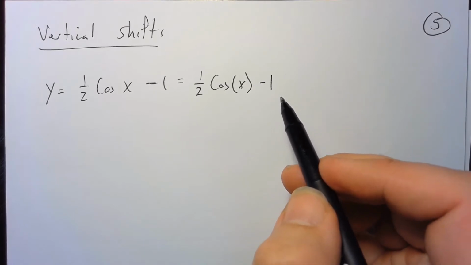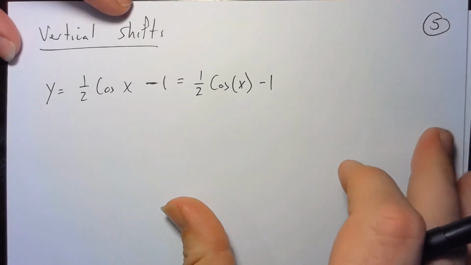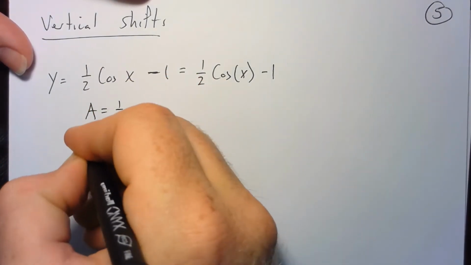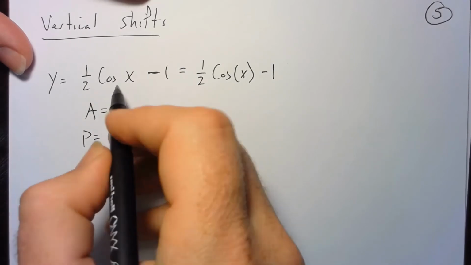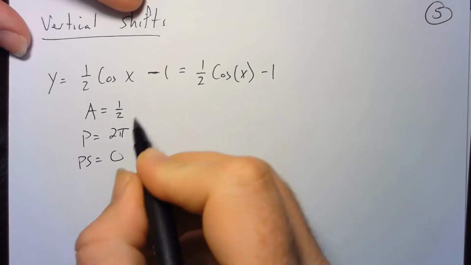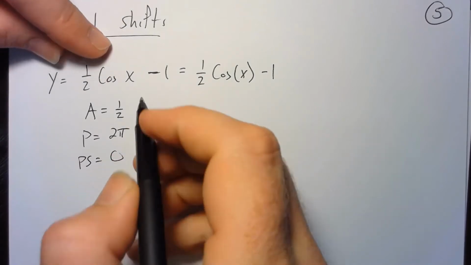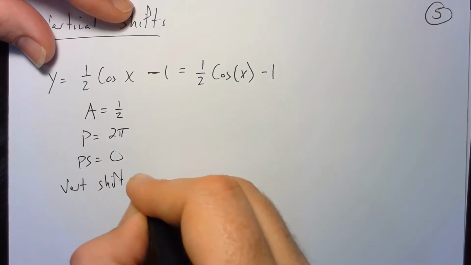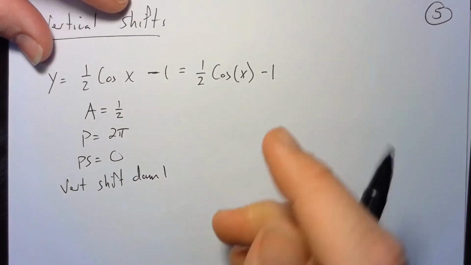So how do we do a vertical shift on a sine or a cosine function? Well, it's no different than any other function. We're going to go ahead and stick to the amplitude being 1/2, my period in this case being 2 pi because there's nothing multiplied by x. My phase shift isn't anything, specifically because there's no addition or subtraction on the inside, and all I need to make note of is that there's a vertical shift down by 1 unit.